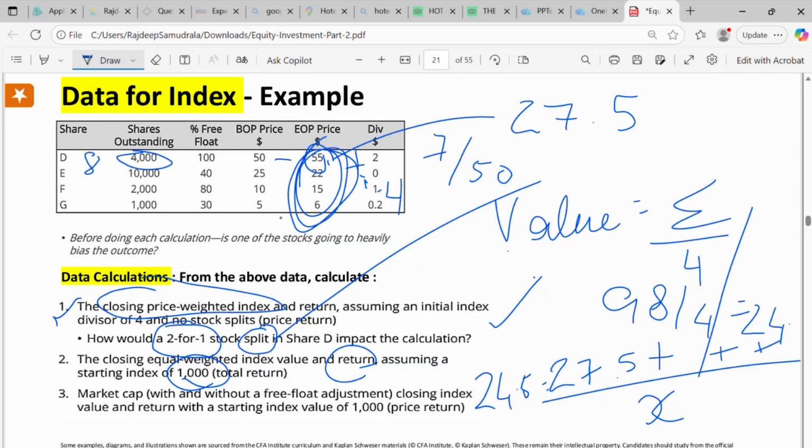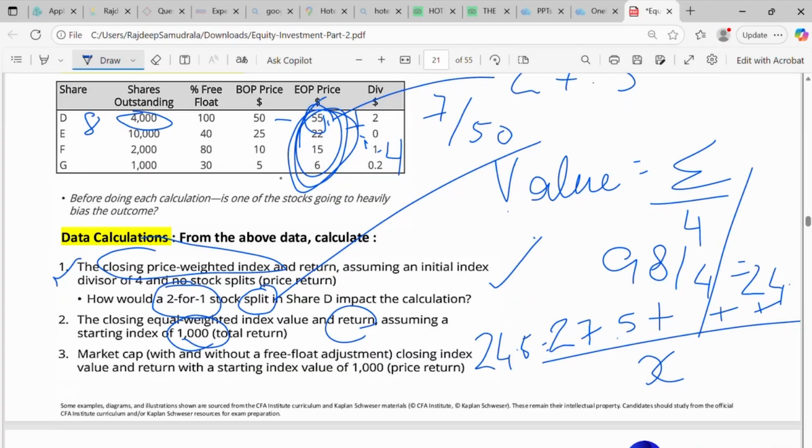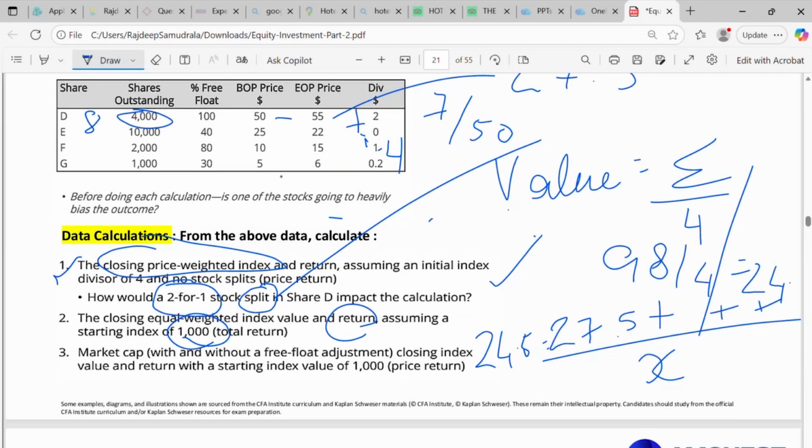Okay, now the third one, the last sum. What is the market cap with and without float adjustment, closing index value and return to the starting value of this? So what is the market cap? Now when I say with float or without float, remember, if I say with float, I need to consider this float and exclude it from the market cap. Clear? Example D. If I say D without float adjustment, it will be 4000 into 50.